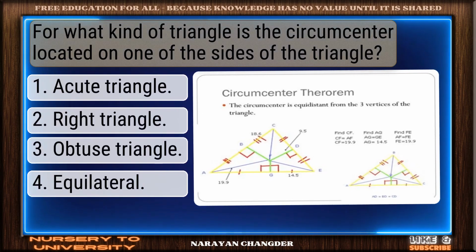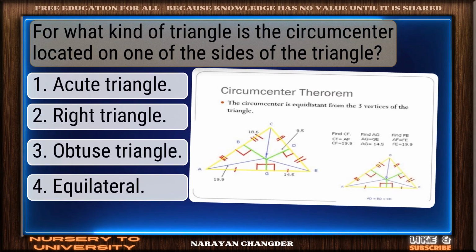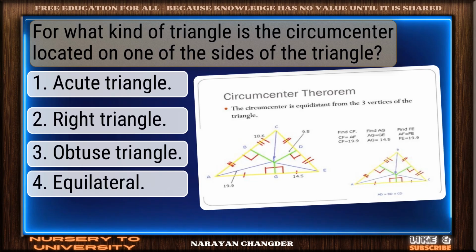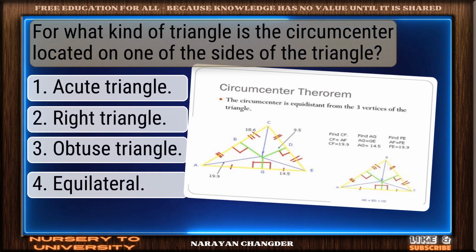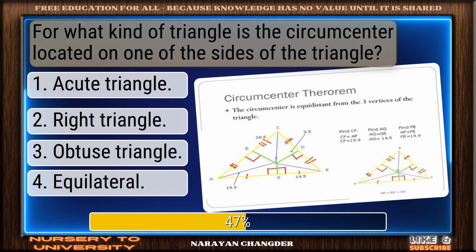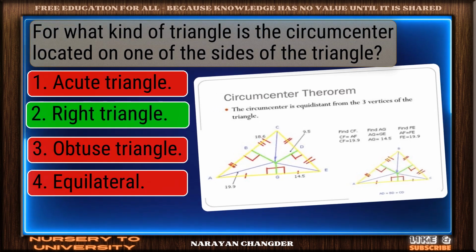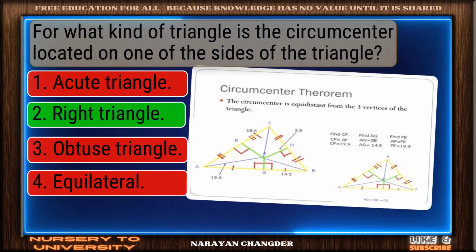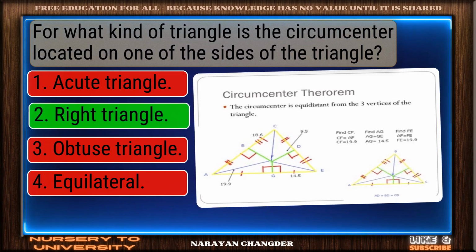Question number 21. For what kind of triangle is the circumcenter located on one of the sides of the triangle? Clear logic. Your choice, right triangle, is sound and 100% true.